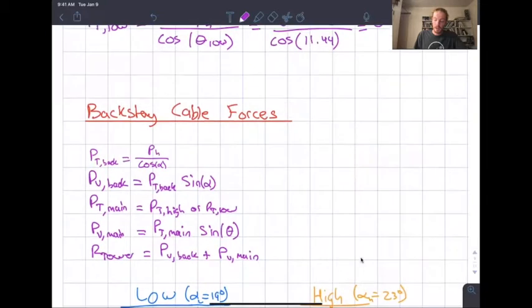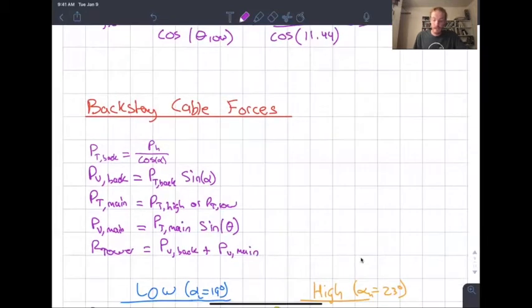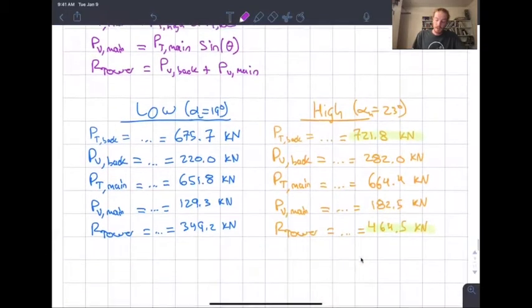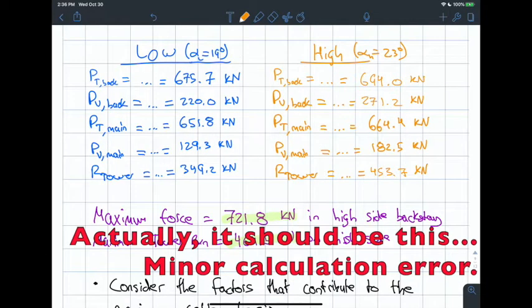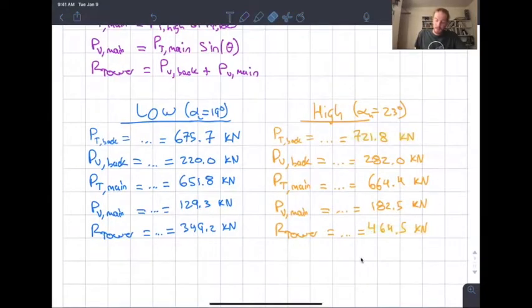So instead of just laboring and plugging and chugging, I'm just going to go ahead and show you the numbers and pause it. If you don't want to look at the answers right now, you can pause it and look at the alpha for the low, alpha for the high, as well as all the equations here. Run those equations, and what you should get is something like this. So I've differentiated this for the low and the high side and calculated the tension, the vertical component, as well as the reaction of the tower.